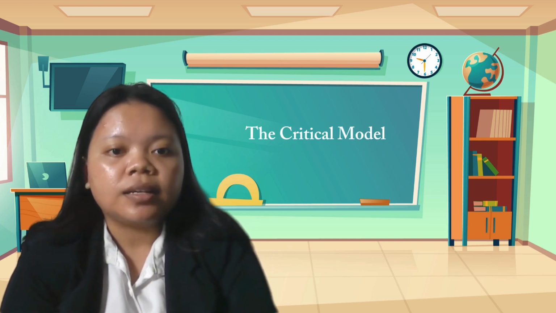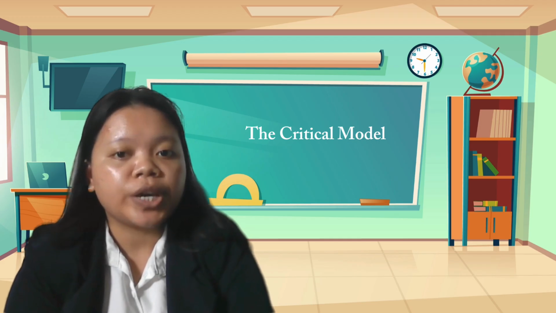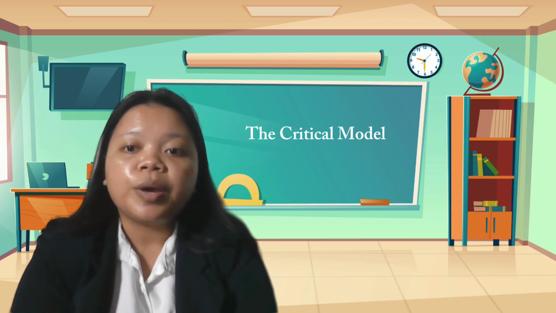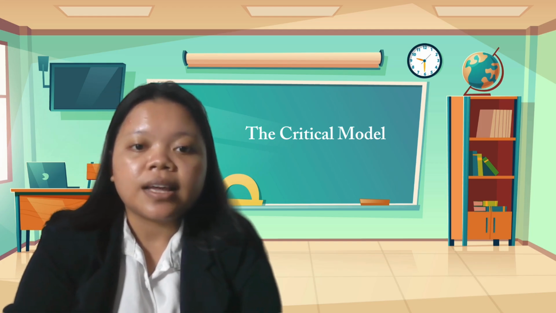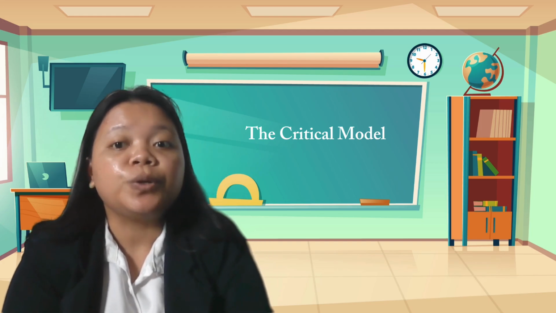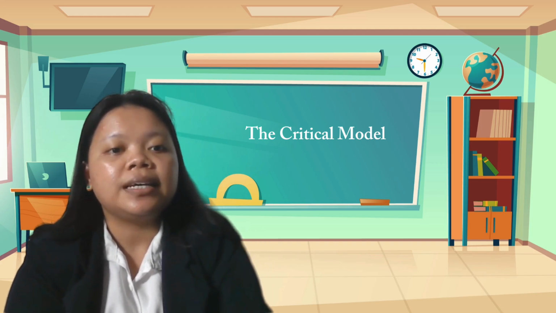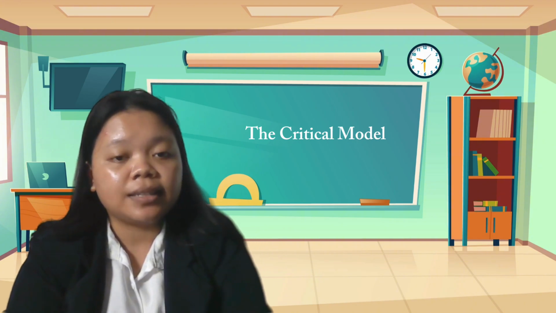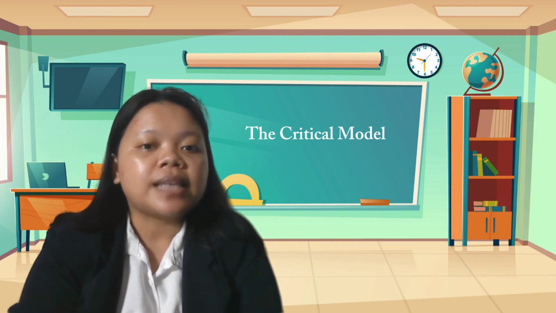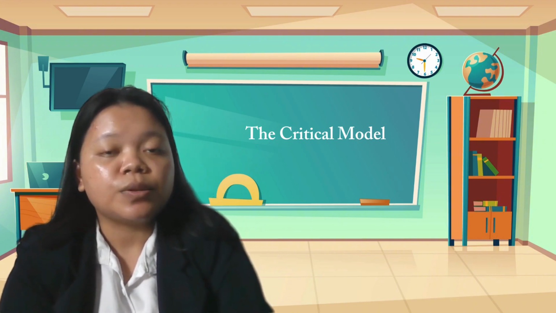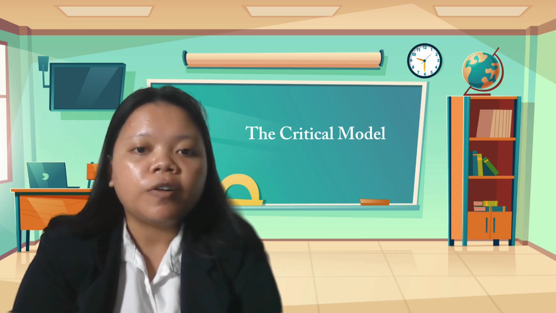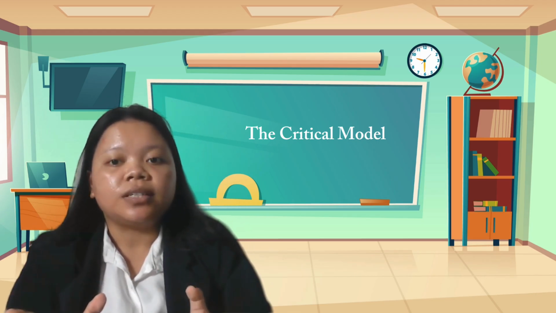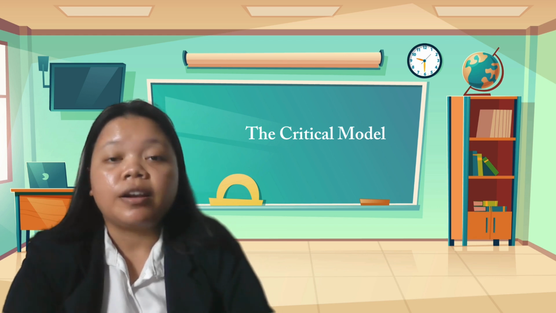The third is the critical model. It is an approach to education that focuses on empowering students to identify, analyze, and critique existing power structures, ideologies, and social inequality in society. For the characteristics, the curriculum emphasizes the importance of understanding social issues, and learning in this model involves a lot of open discussion, debate, and self-reflection.